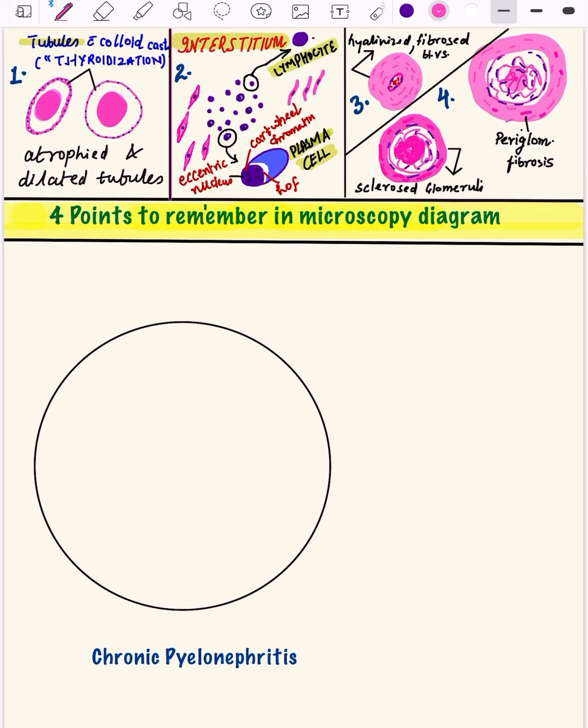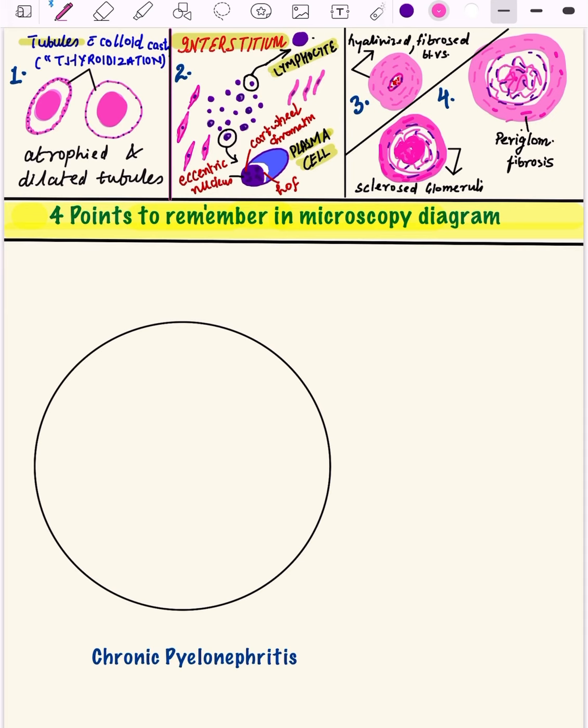The tubules are atrophied and dilated, and they are filled with this pinkish material which resembles the colloid of a thyroid follicle. That's why it is also known as colloid cast. And these tubules containing the colloid cast are known as being thyroidized. So there is thyroidization of the tubules. This is called the thyroidization of tubules. This you need to know, many times asked in the viva. So the dilated, atrophied tubules containing the colloid cast are showing thyroidization. This is the first thing.